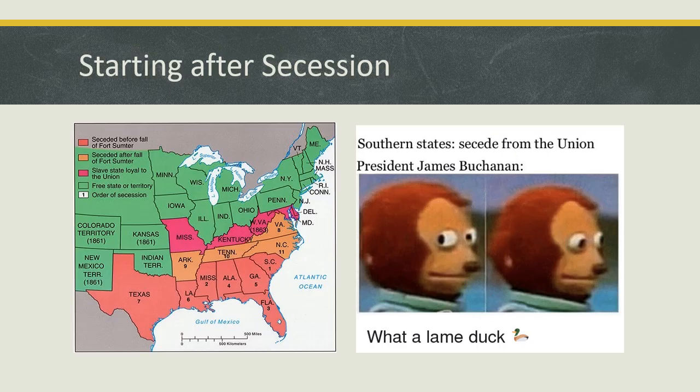The last Union base is Fort Sumter, guarding the port of Charleston, South Carolina. One of his first acts as president was to relieve and reinforce the Union troops there. This leads to the fighting there and officially starts the Civil War.